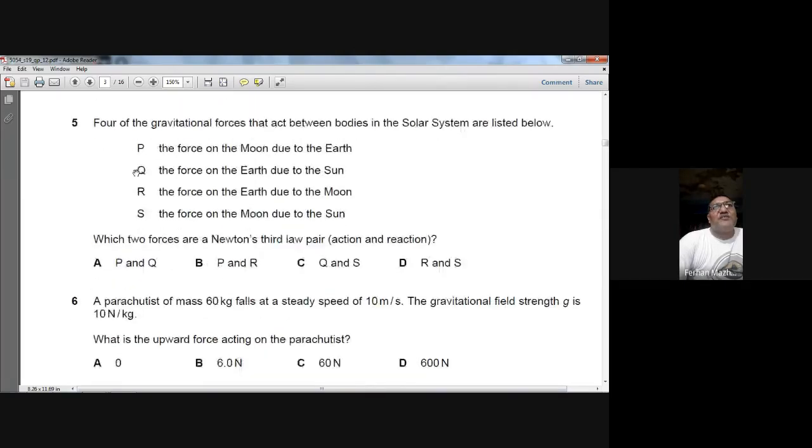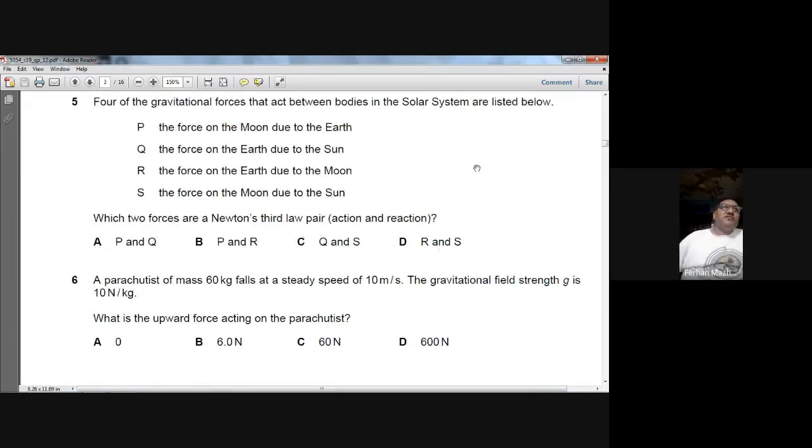Okay, on your screen we have question number 5. Four of the gravitational forces that act between bodies in the solar system are listed below. P, the force on the moon due to the earth. Q, the force on the earth due to the sun. R, the force on the earth due to the moon. S, the force on the moon due to the sun. Which two forces are a Newton's third law pair, action and reaction?